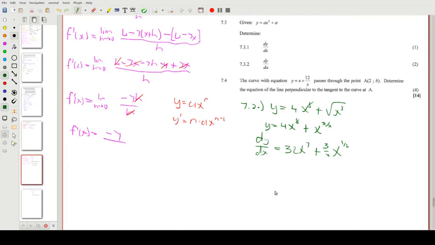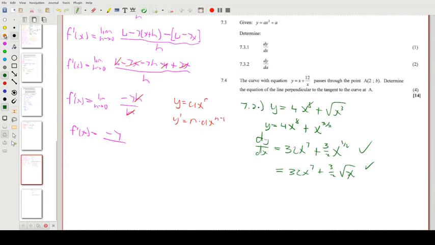If you want to write it in surd form, you're welcome to do that as well, which would be 32x to the power 7 plus 3 over 2, and then x to the power half is just the square root of x. And both of these are 100% correct. Alright, that was 7.2. Now we get to 7.3.